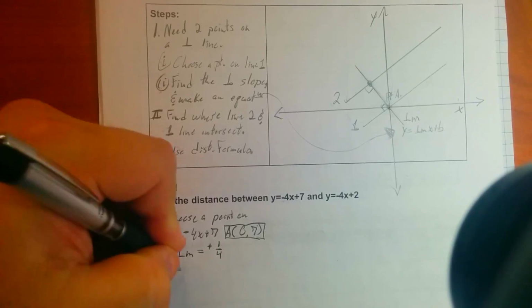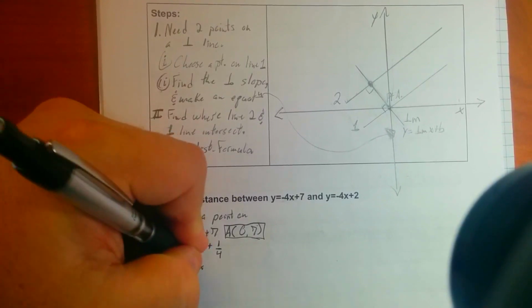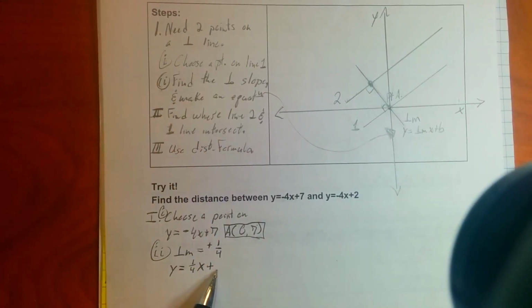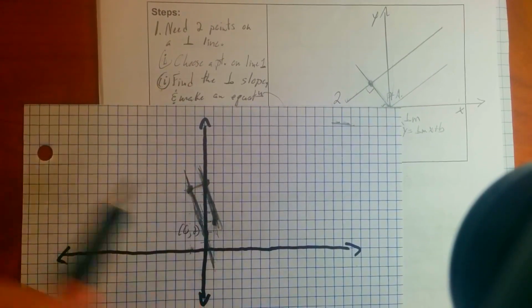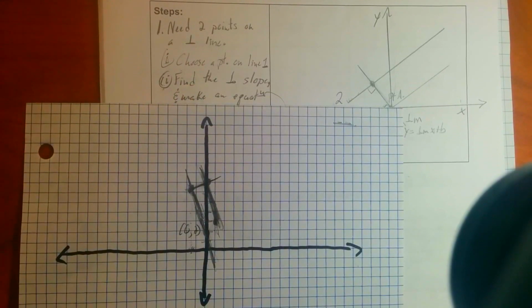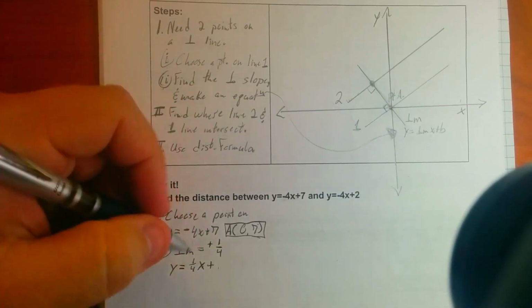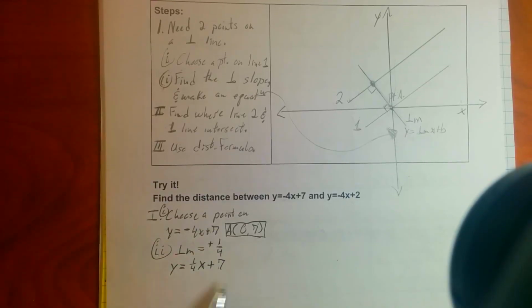Now we can write our equation out. In slope-intercept form, that would be y equals 1/4 x. And normally I would put plus b here, and then I would substitute in this point for x and y to figure out what my intercept is. However, the intercept for us is still going to be (0, 7). You can see that visually in the picture. This is our point. This is our line right here. It's passing through the same intercept. So that means we can use the same intercept as our original equation. Okay, so we've got our equation.